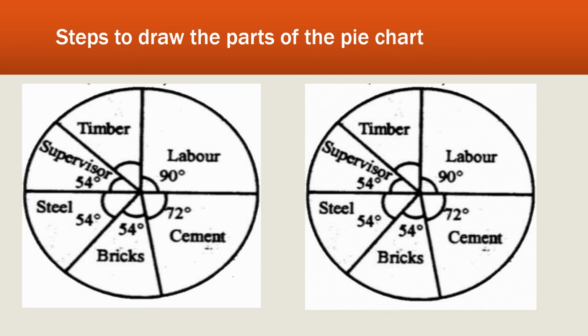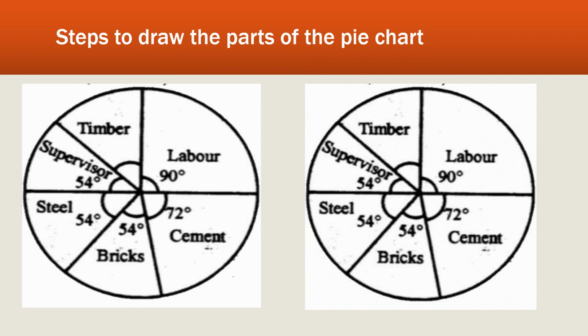Let us look at the steps now that we need to use to draw the parts of the pie chart, or to divide the entire circle into its various slices or sectors. First things first, you need to draw the circle with the help of a compass. Go to the center and take your scale and draw the first radius. So that would be your first step.